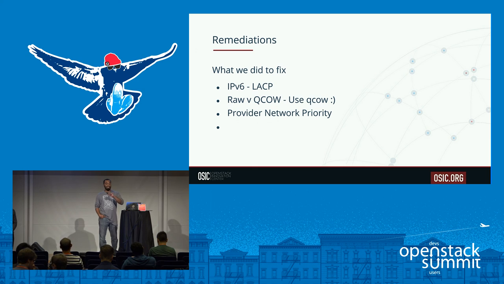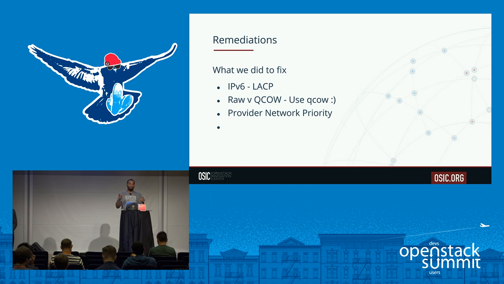So LACP needed to be disabled on the switch in order for the traffic to not get dropped when we switch from IPv4 to IPv6. This was dealing with router advertisement issues that you get with IPv6. Yeah, I'll let Isaac hit on the raw versus qcow2.